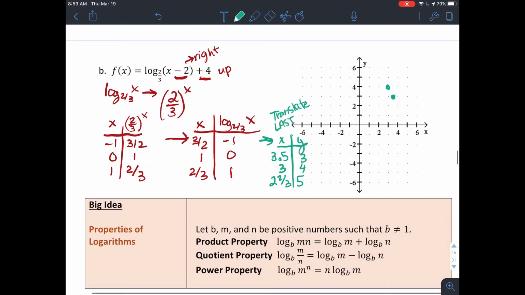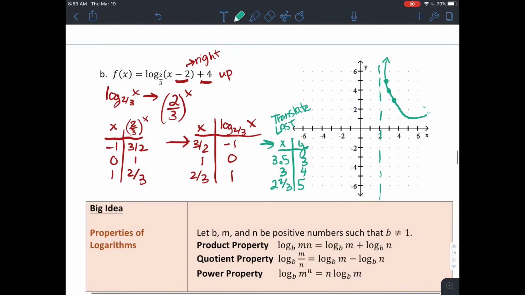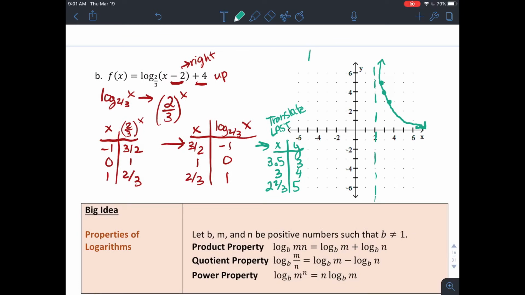And when you translated it right 2, that also means that your asymptote that was along the y-axis is now translated right 2 as well, to the line x equals 2. And then draw your line in. Oh, that's not a very great end to that line, but domain is now from 2 to infinity because it's translated right, and your range is still -infinity to infinity.